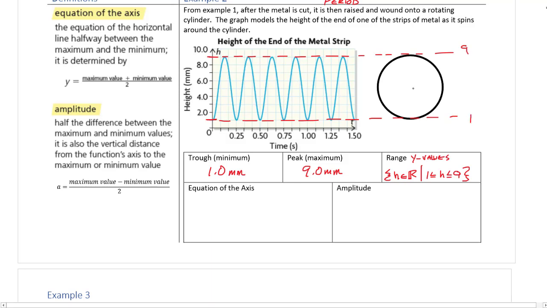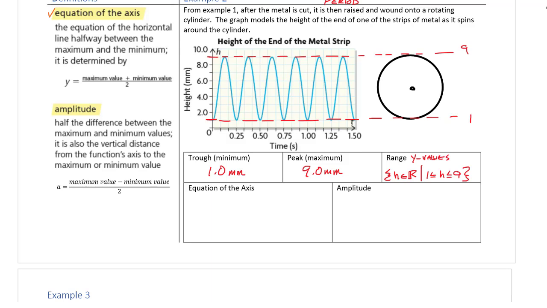Now think about the middle of this graph. Let's talk about the middle and let's label that. Where's the halfway point? To find that, and this one's pretty easy, the halfway between 1 and 9, but let's say it's more complex or ugly numbers or whatever. They call this the equation of the axis. That's this guy right here.